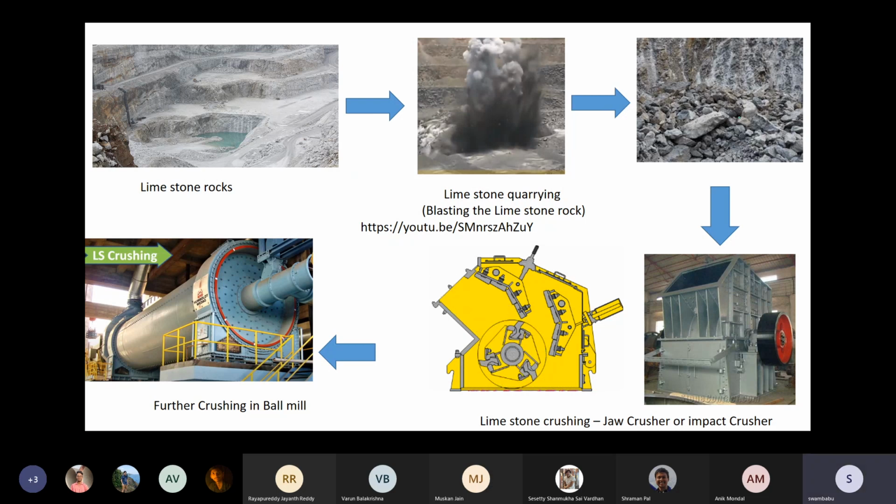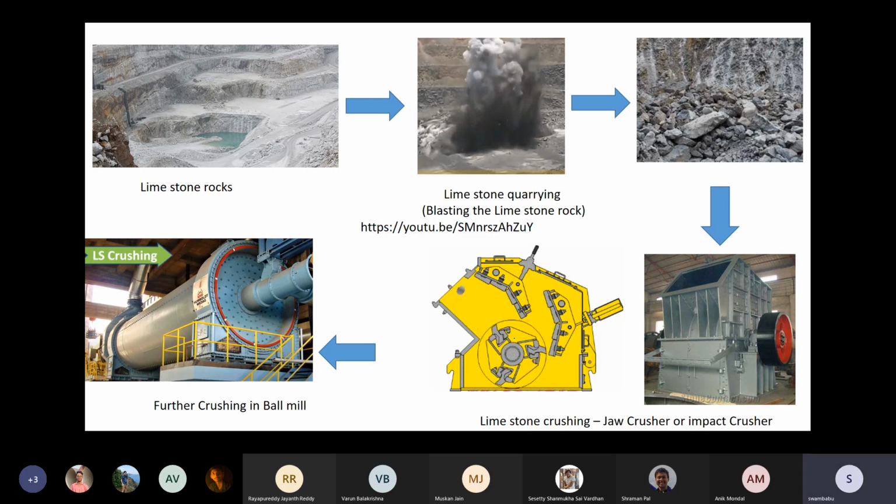Big chunks of the limestone rocks are produced. Now, these big chunks of the limestone will be crushed using this type of the jaw crusher. This is a typical jaw crusher, impact crusher. You can see this is an impact crusher.